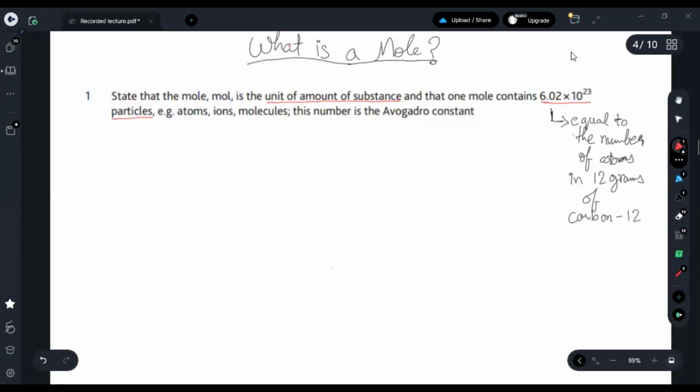Hello and welcome back to another video on what is a mole. This is a concept which many students find difficult to understand. So here we'll try to illustrate it with an example.